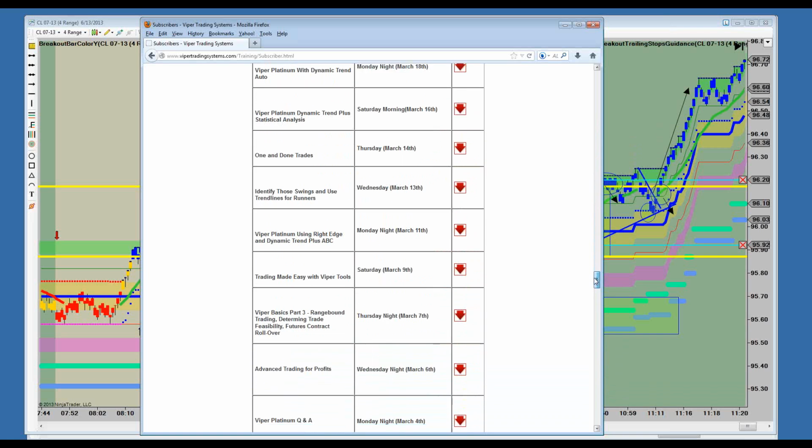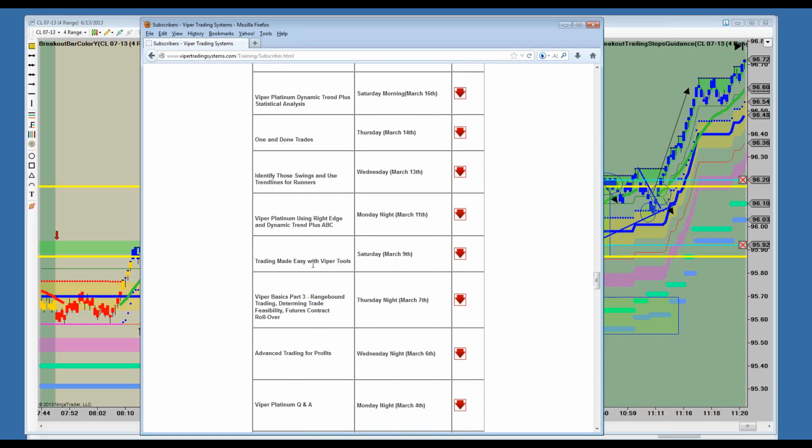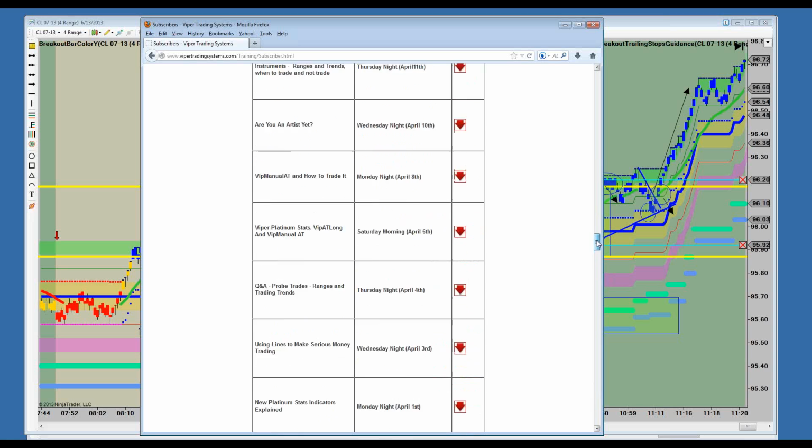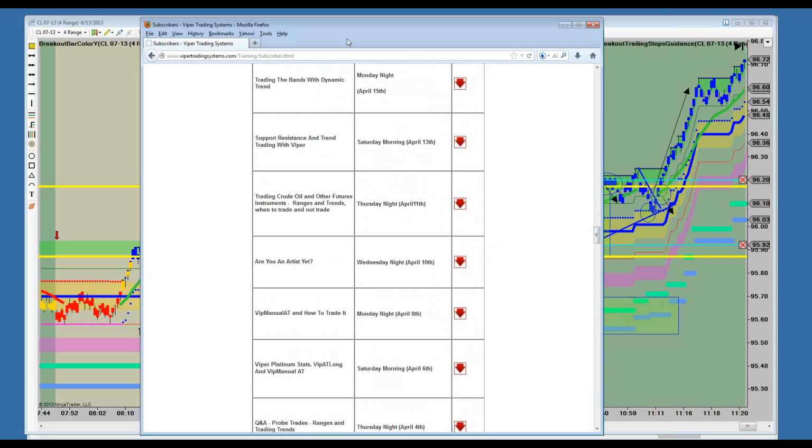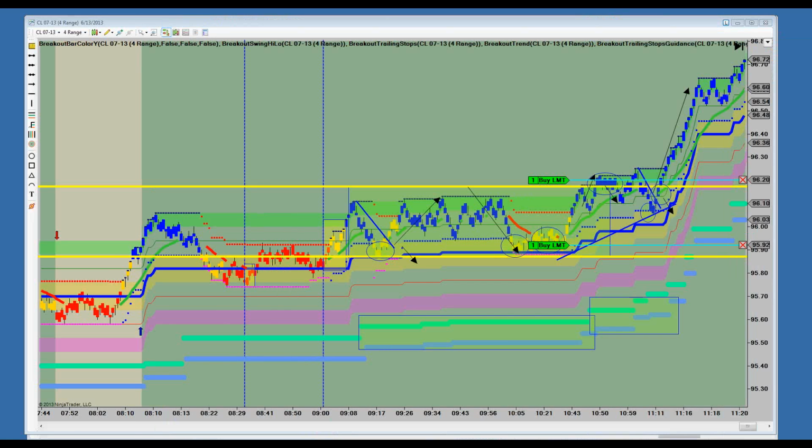Trading made easier. Viper Basics is a good place to start for your basics 1, 2, and 3. And then over here there's a couple of ones that were dedicated just strictly to the auto traders. It goes through optimization, what all the settings are, how they work. Yeah, for the autos. Okay?